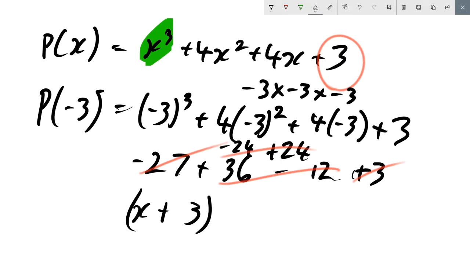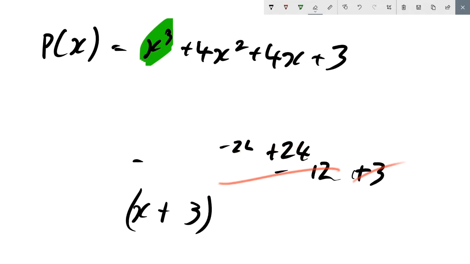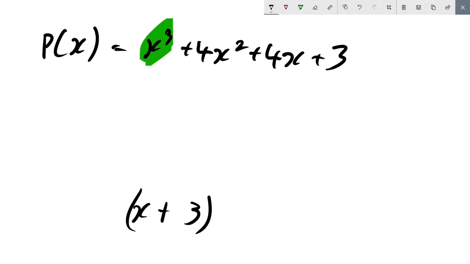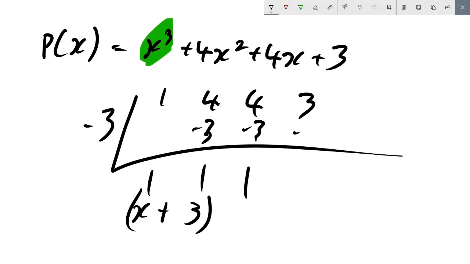So I can now divide this polynomial by x plus 3. Now I can do it the long way, or I can do it the better, faster way. Which way am I doing it? I've already showed you the long way. I'm not doing the long way again. That takes too much time. I'm going to do the short way. If you don't know what the short way is, then I have a video on it. Go watch it. 1, 4, 3. Drop the 1, minus 3, 1, minus 3, 1, minus 3, 0.